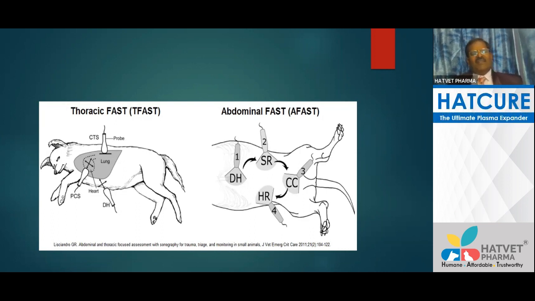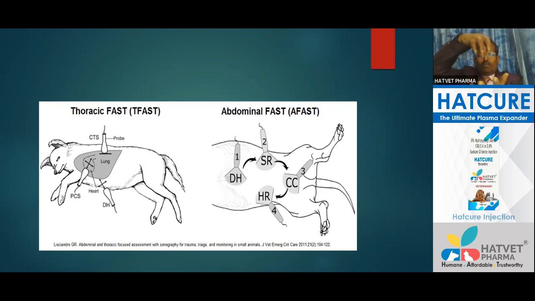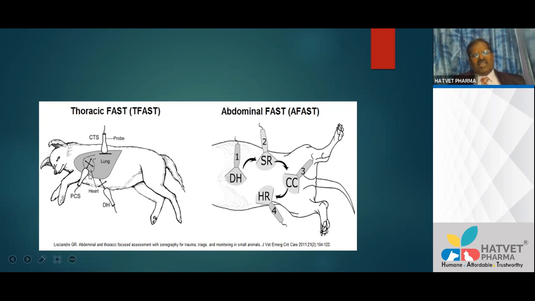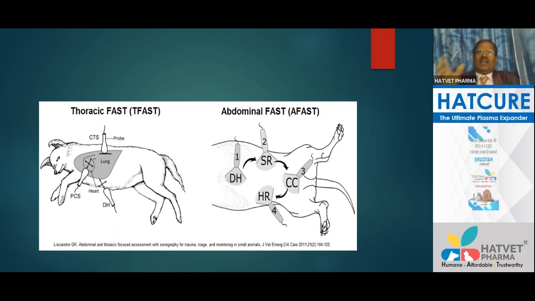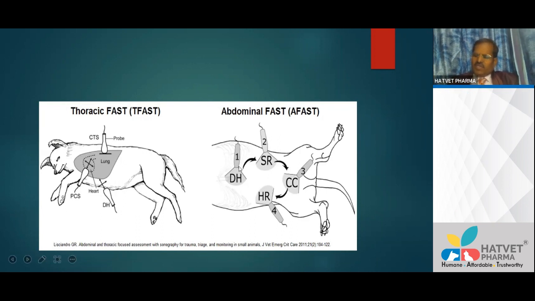In case of an animal affected with an accident, you will find some quantity of fluid between the pericardium and the myocardium. And I already told you, it is like a water containing bag. If you put a balloon, the balloon floats. Similar appearance, you can do a thoracic ultrasound. You are able to appreciate, between the pericardium and the myocardium, the presence of blood or fluid. Already I told you the detailed information about the AFAST.